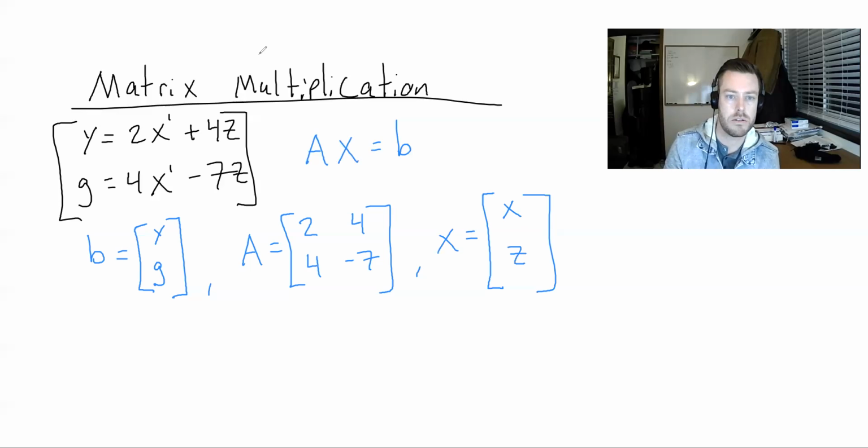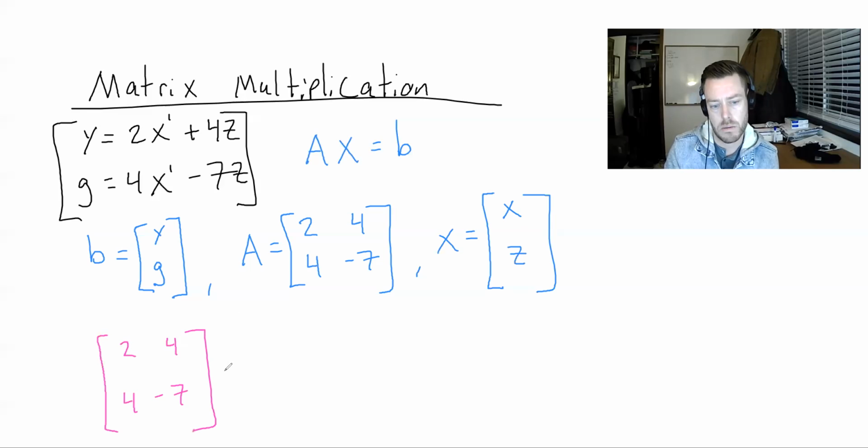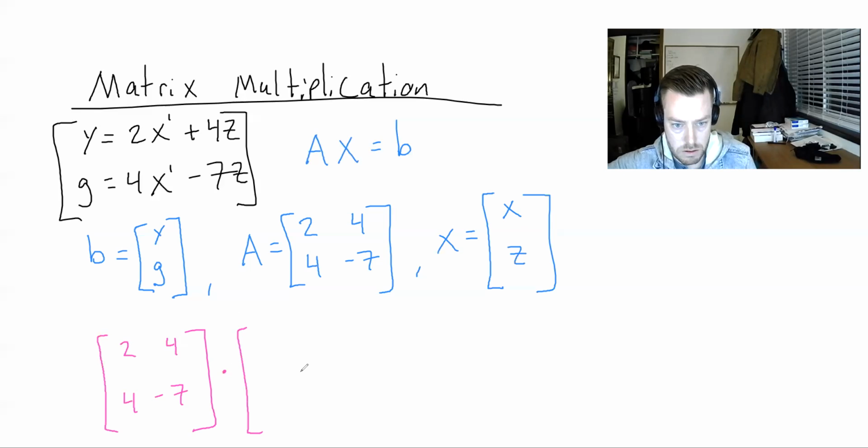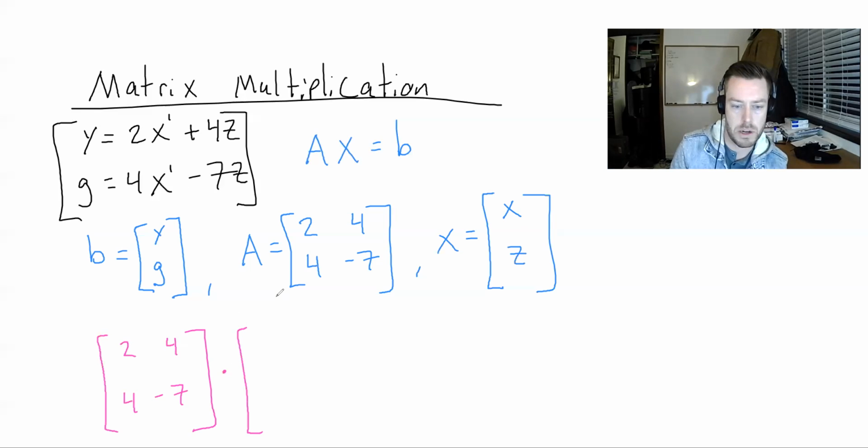So let's try it out. Let's try maybe a different color. Let's go maybe magenta, right? So how this should work is I have 2, 4, 4, -7, and then I'm going to multiply that by x and then z, and I should get whatever is inside of here, right? So how this is going to go is for the first matrix, you're actually going to start counting across, and then for your second matrix, you're actually going to start counting down.